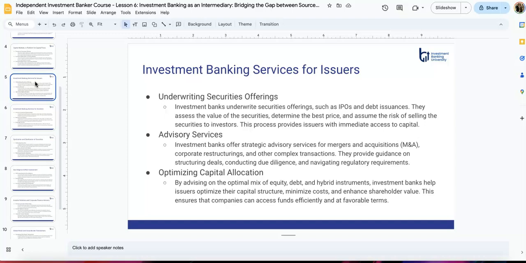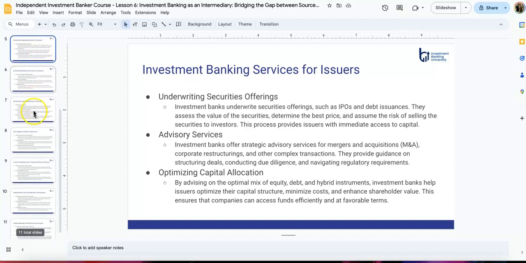In terms of services for issuers, there's underwriting securities offerings, advisory services, and optimizing capital allocation. In securities offerings such as IPOs and debt issuances, they assess the value of securities, determine the best price, and assume the risk of selling the securities to investors. This process provides issuers with immediate access to capital. In terms of advisory services, there's M&A, for example, corporate restructuring, and other complex transactions, where they provide guidance to structure deals, conduct due diligence, and navigate regulatory requirements. In terms of optimizing capital allocation, by advising on the optimal mix of equity, debt, and hybrid instruments, investment banks help issuers optimize their capital structure, minimize cost, and enhance shareholder value.